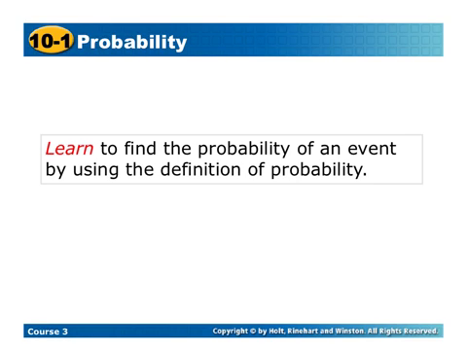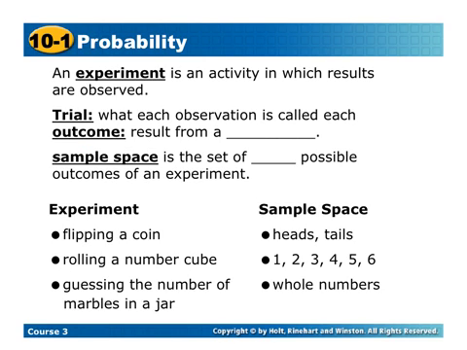So today we're going to look at finding the probability of an event by using the definition of probability. An experiment is an activity in which results are observed. A trial is what each observation is called. An outcome is the result from a trial. And the sample space is the set of all possible outcomes of an experiment.